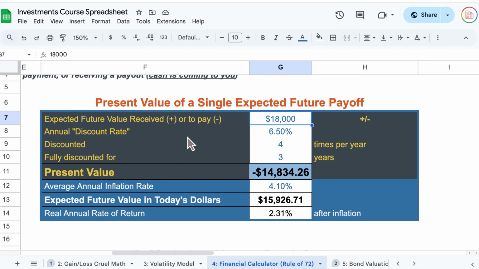Present value of a single expected future payoff. Let's walk through this, see what it is explaining, get an interpretation.